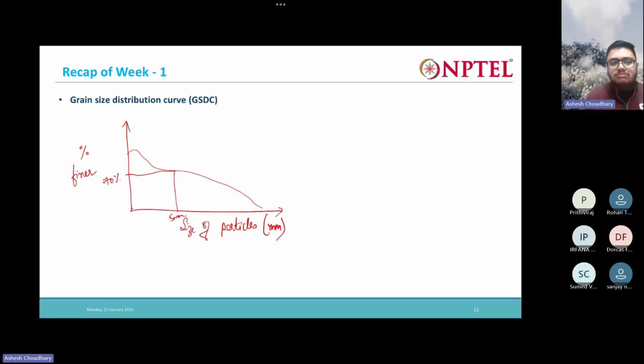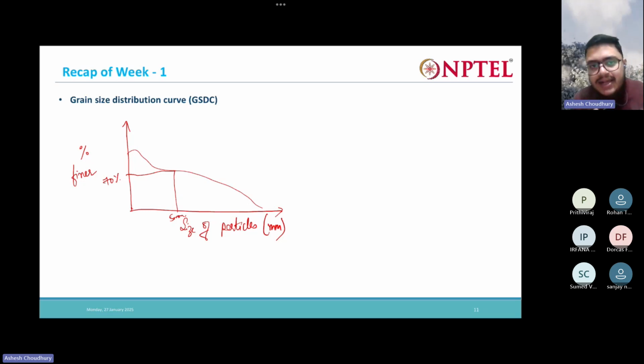Less than 5 mm. Okay, this is what is meant by percentage finer. Now, how do you get this grain size distribution? This grain size distribution curve is very important for soil classification. We will see that when we classify the soils later, and why this grain size distribution curve is important. So how do you get this?